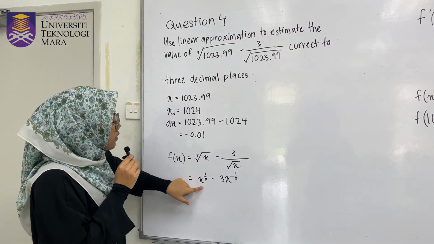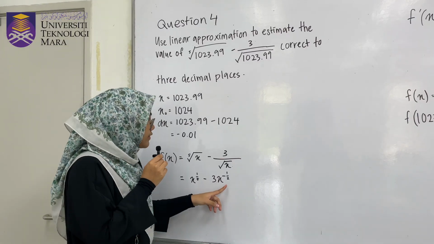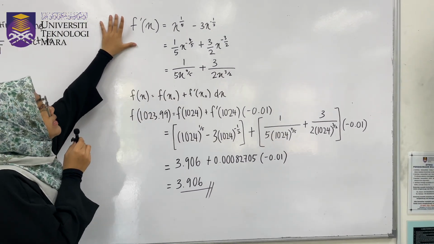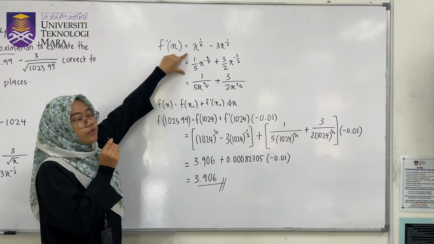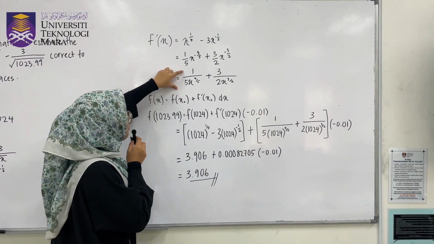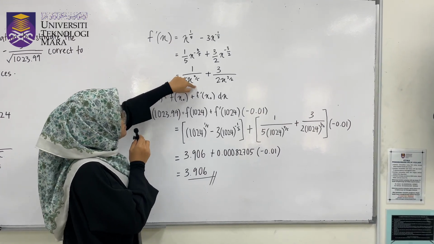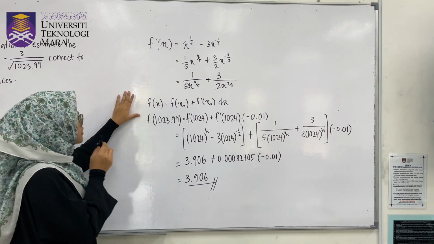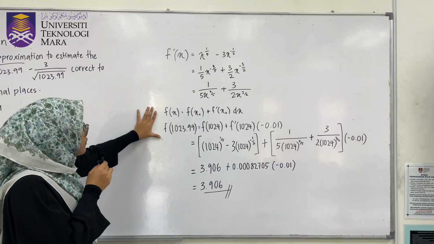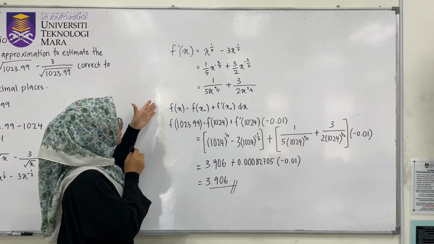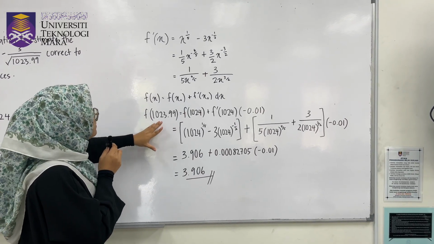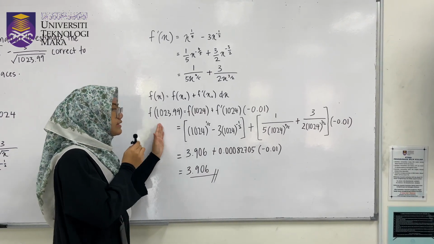Next step is we find the function, where we change the given value to x, and we get x to the power of 1 over 5 minus 3x to the power of negative 1 over 2. Next, we find f prime of x by differentiating the expression, and we get 1 over 5x to the power of 4 over 5 plus 3 over 2x to the power of 3 over 2. This listing makes sure you don't substitute the wrong value. Then you write down the formula.